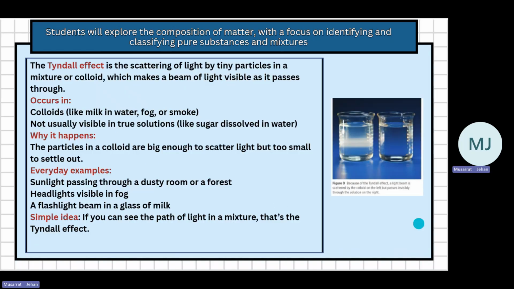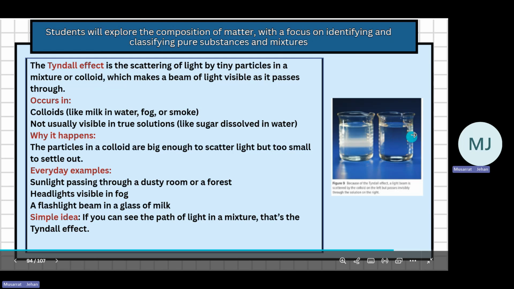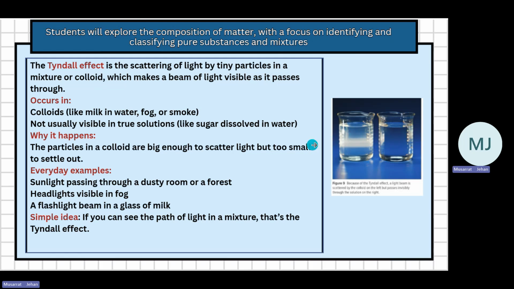Now, how do we identify a colloid from a solution? This is a solution, this is a colloid. When we pass a beam of light through it, we can see the scattering of light. We can see the path of light in a colloid, but not in a solution. So this is known as the Tyndall effect. It is the scattering of light by tiny particles that makes a beam of light visible. It occurs in colloids, not in solutions.